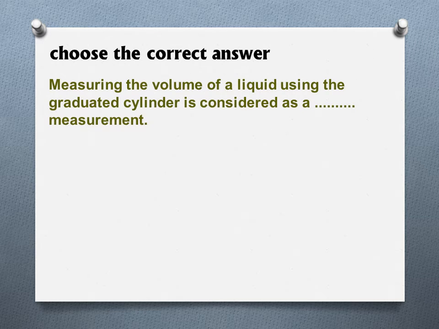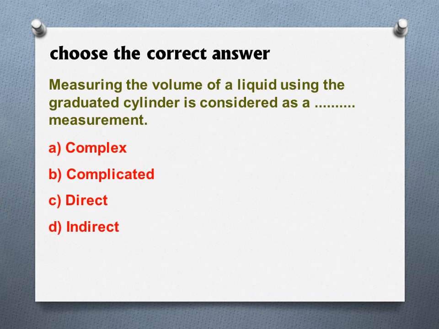Measuring the volume of a liquid using the graduated cylinder is considered as a direct measurement. To measure the volume of a liquid using a graduated cylinder, there is one reading only. So it is a direct measurement. The correct answer is C.